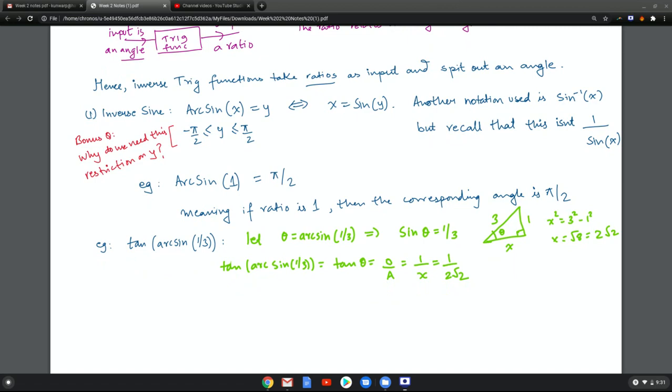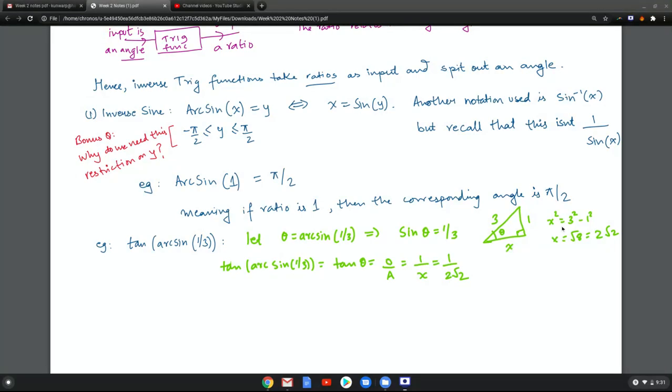Let's look at another example. Tangent of arc sine of 1/3. Now, there are two different ratios involved here, tangent and arc sine. So let's start by letting theta equal arc sine of 1/3. It means sine theta is 1/3, which means that I have a triangle where the angle is theta, and by SOHCAHTOA, opposite over hypotenuse is 1 over 3. So the opposite is 1 and the hypotenuse is 3, and the adjacent is unknown.